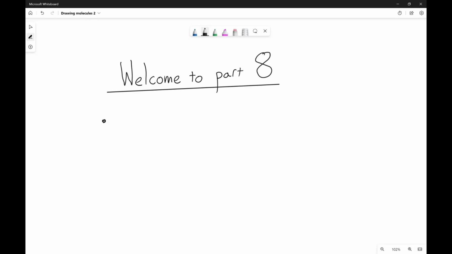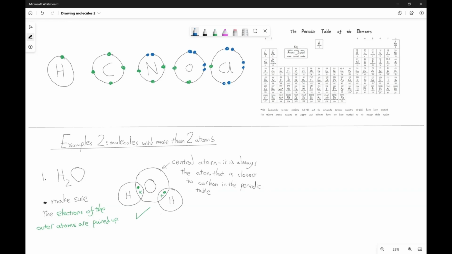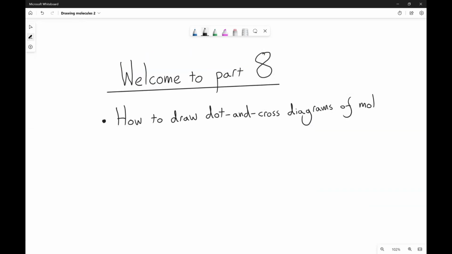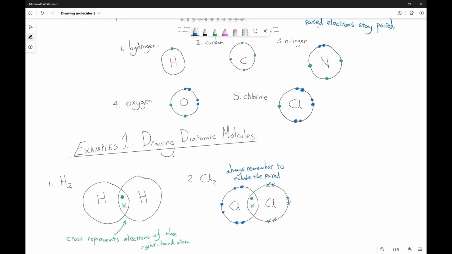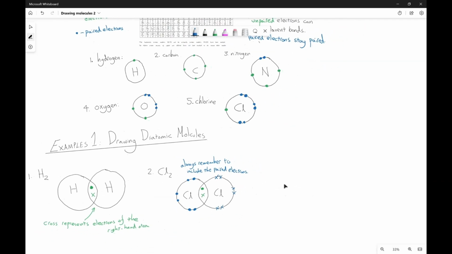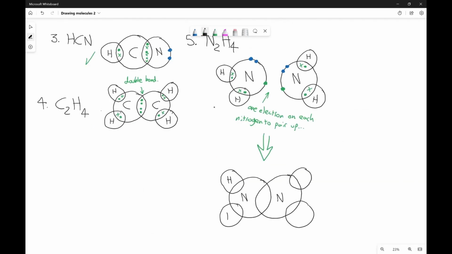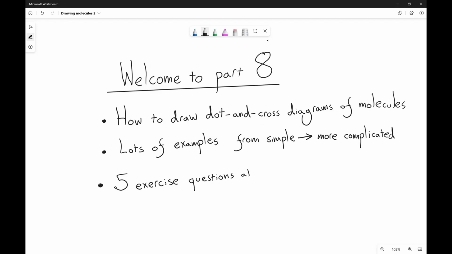Today, we will look at how to draw dot and cross diagrams of molecules. We'll do lots and lots of examples from quite simple to a lot more advanced towards A-level and IB. We will also do 5 exercise questions at the end to test your knowledge.